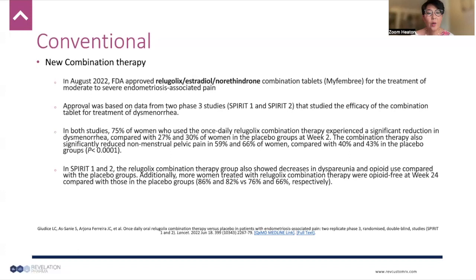And also in both studies, the combination showed decreases in dyspareunia and opioid use compared to placebo, and more women treated with the combination therapy were opioid free at week 24 compared with those in the placebo group.